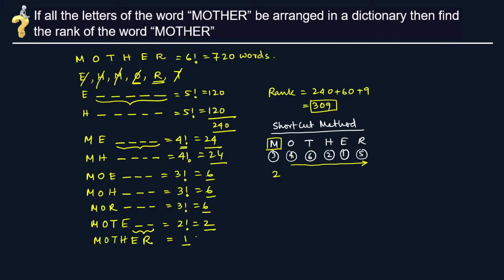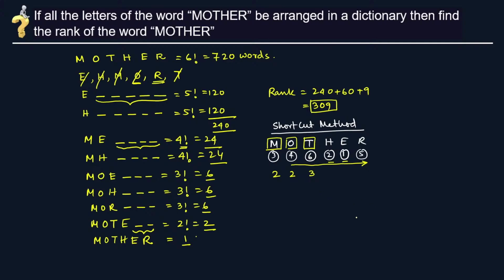Then you consider the next alphabet O and check how many numbers are below 4 in the right hand side. So there will be 2 and 1 again. Less than 4, it's only 2 and 1. So again you will write 2 over here. Then consider the third alphabet, which is T, and the number that has been assigned with T is 6. Find out in the right hand side how many numbers are less than 6. And we can easily see that there are 3 such numbers.